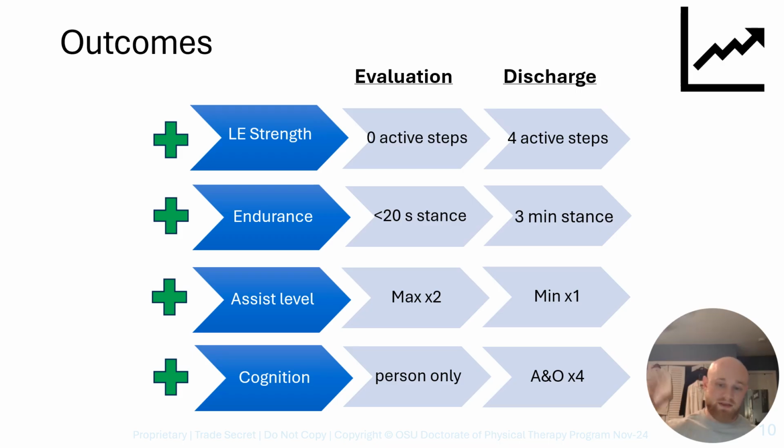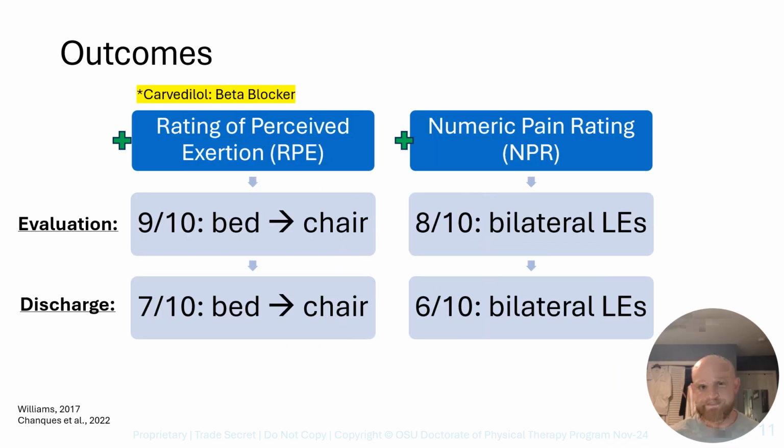And all assist levels decreased, so that's huge for intensity purposes. The patient became minimal assist for all those functional tasks previously listed. Cognition drastically improved. Rating of perceived exertion showed some mild improvements, and this was for the toughest task, that bed-to-chair transfer. That's the reason why I have it listed here.